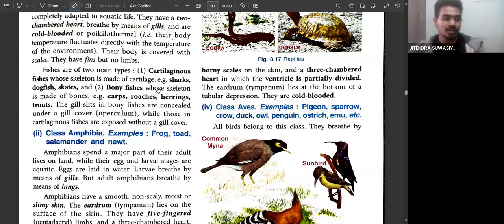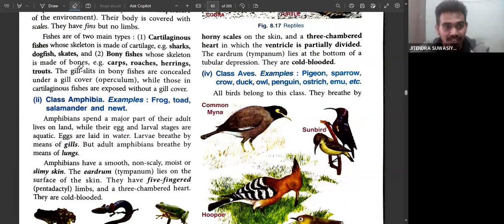If you talk about the elephant's tusk, that is the hard matrix of bones. And the bones of those fishes are cartilage, the soft matrix of the bones. So what are the examples of cartilaginous fishes? Sharks, dogfish, and skates. And bony fishes, whose skeleton is made up of bones, are carps, roaches, herrings, and trouts.